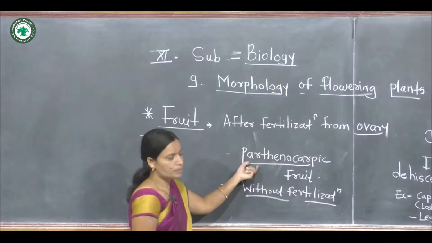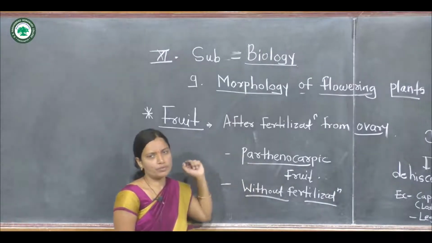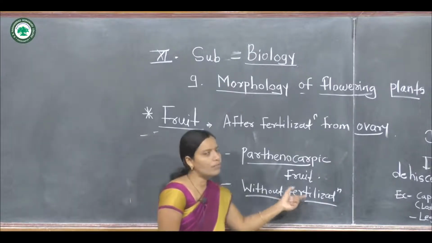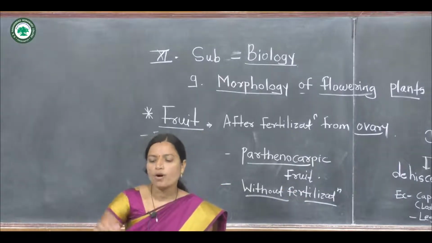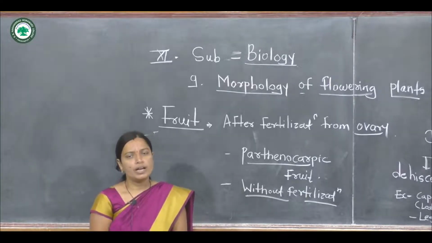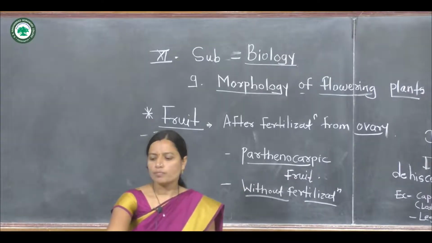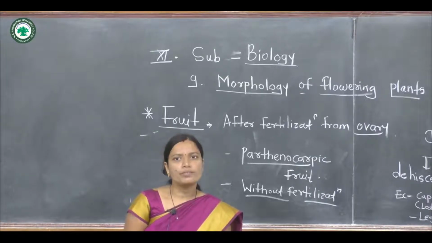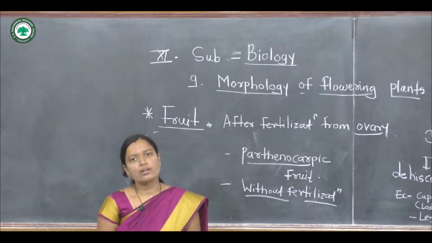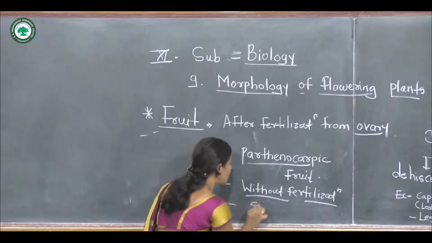In some flowers, parthenocarpic fruit is formed because in this process the fruit forms without fertilization, only from the ovary. The ovary is converted directly into the fruit without fertilization, and this type of fruit is called a parthenocarpic fruit. For example, banana, grapes, apple.